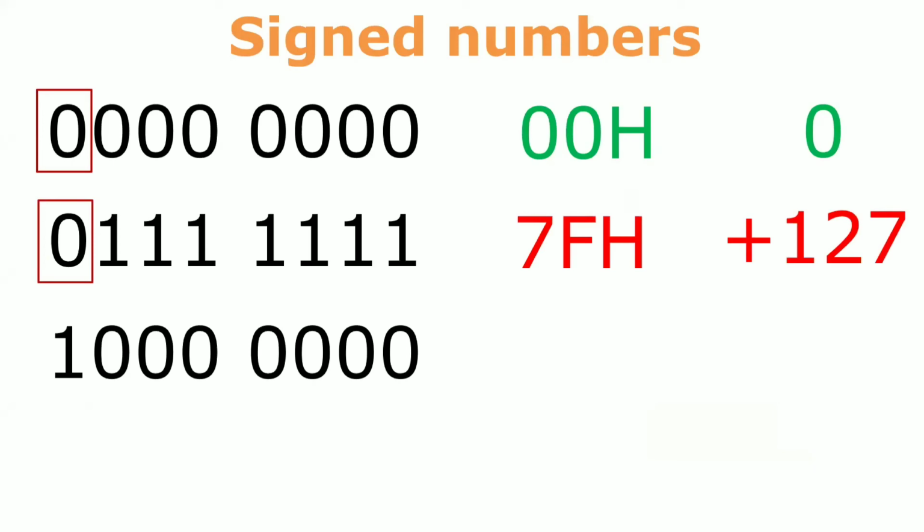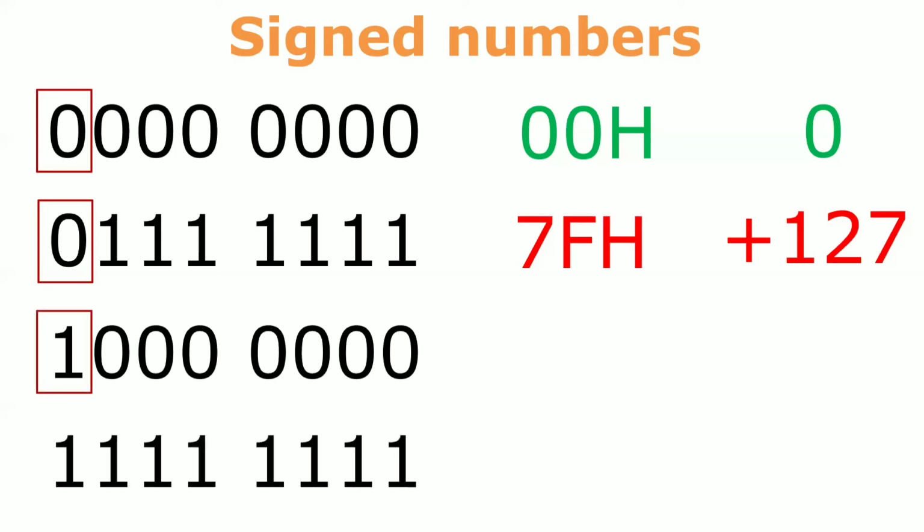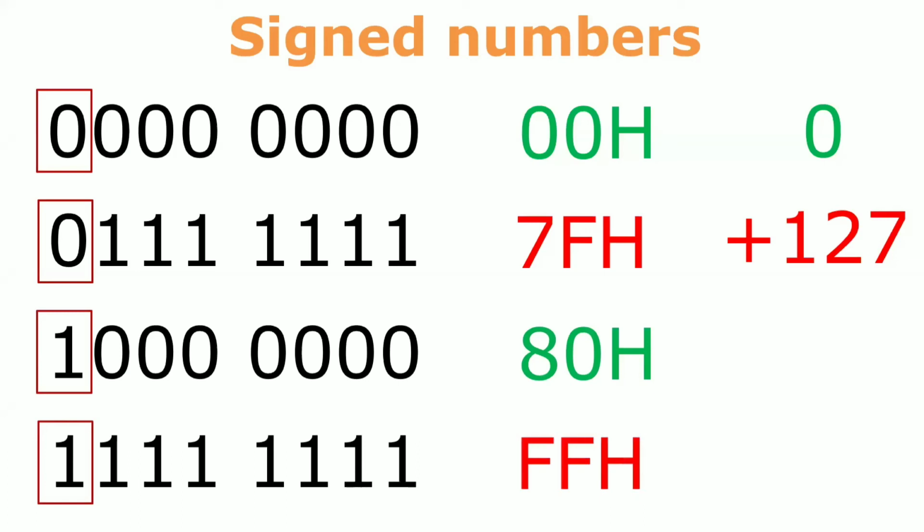We will put the 1 in the MSB position. Whenever you put that 1, that is nothing but your signed numbers. This is the representation of the signed numbers. And what is the maximum value? You tell me. So this is your 80H, right? And this is your FFH.